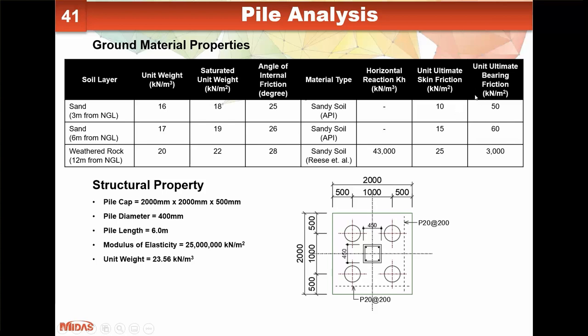So this is the capacity. And then sand, another sand but with different skin friction and bearing capacity, and weathered rock for the third layer. The third layer is 12 meters from the NGL, the sand is 6 meters from the NGL, and the first layer is 3 meters from the NGL.